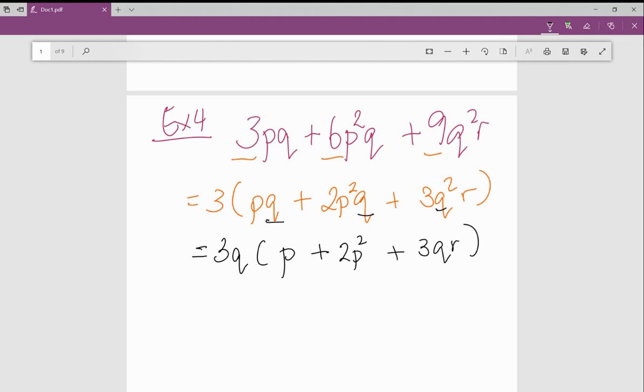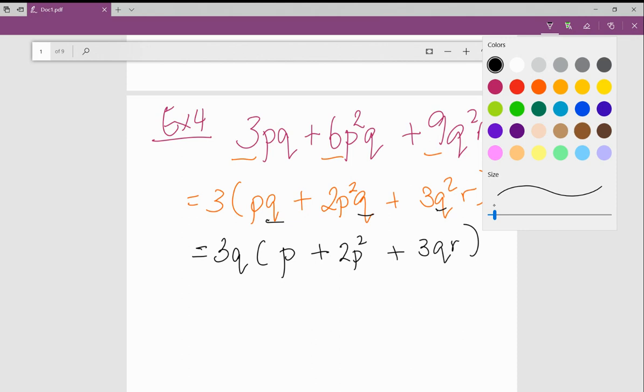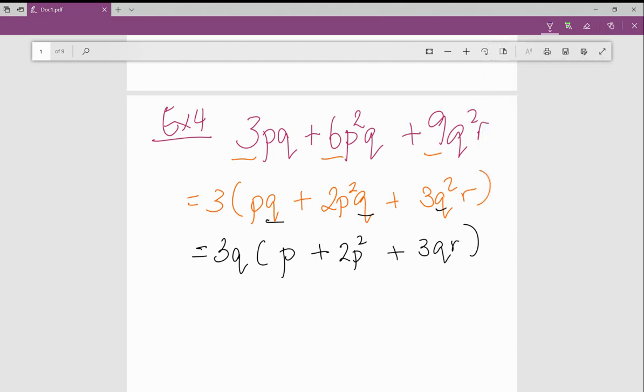Can you factorize any further? Let's check. How about p? Can I bring p out? There's p here, but there's no p here. So you cannot factorize p out. Can I factorize q out further? Cannot, because the first two terms don't have it, and the r is only a variable in the last term, so cannot. So this is the final answer.